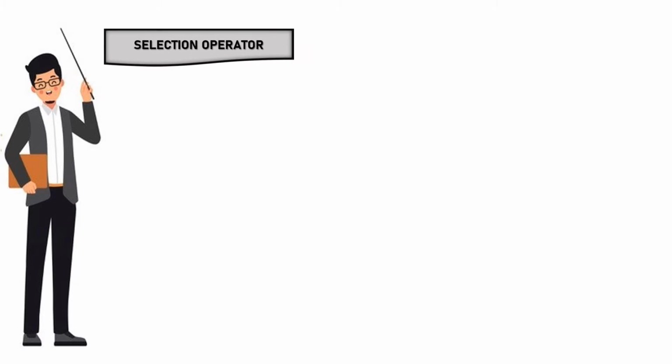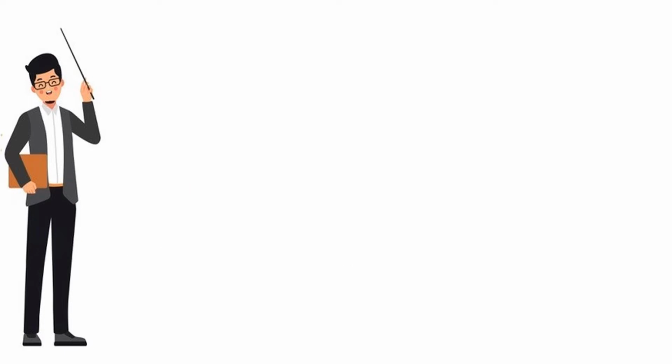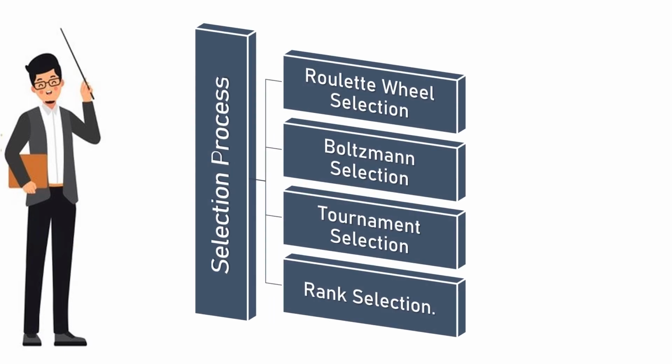This is the process of selecting two or more parents from the population for crossing. The purpose of this selection process is to get the offsprings with higher fitness. We have different methods for the selection process. They are roulette wheel selection, Boltzmann selection, tournament selection and rank selection.